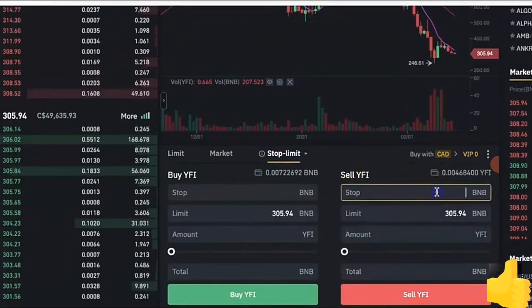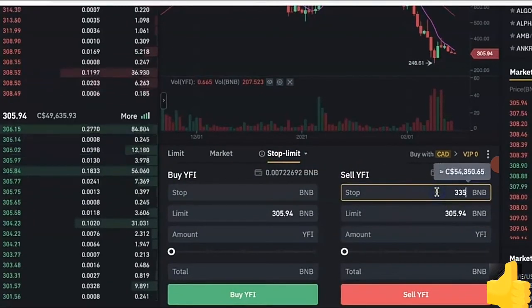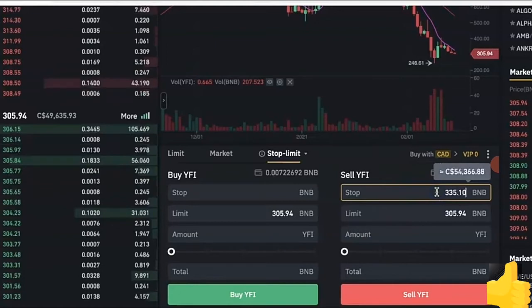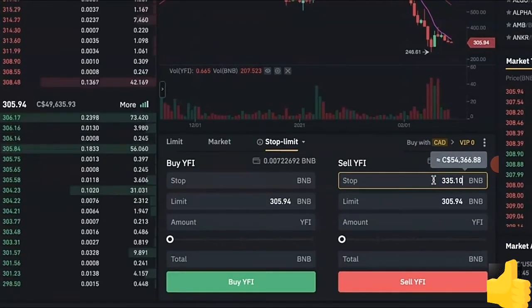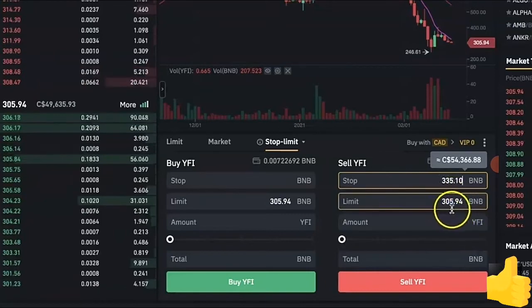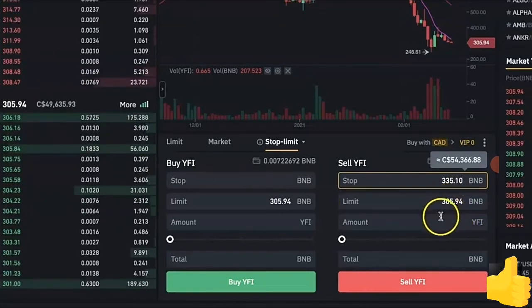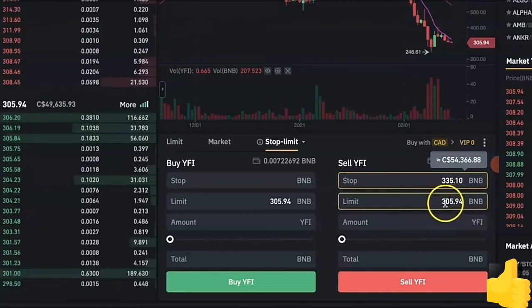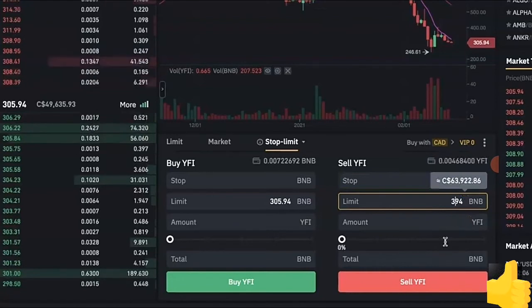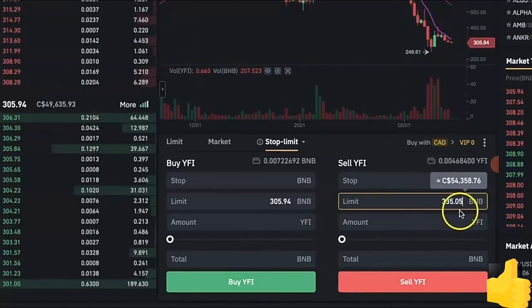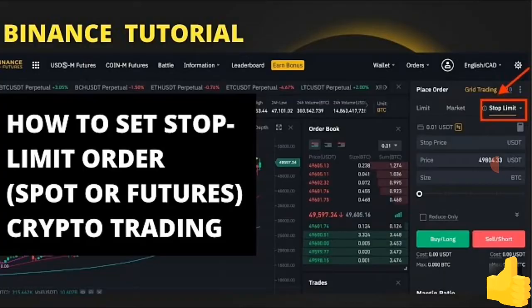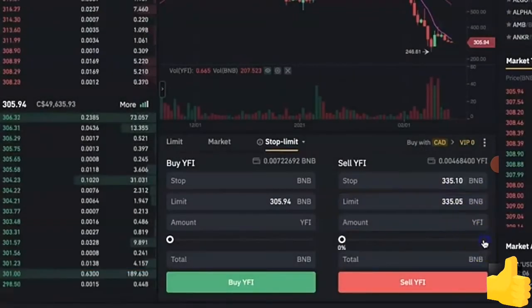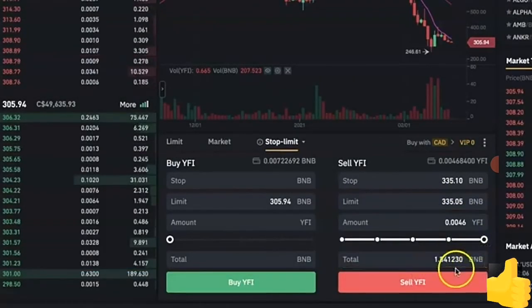For the stop price, I'm going to say 335.10. So just a little lower than the 24-hour high. And for the limit price, be very careful with this limit price because this is the price it's going to sell at. If I execute this now with what is here, it's going to sell the coin right now and I'll be at a loss. So you have to be very careful. I'm going to change this to say sell it for me at 335.05. How much of my YFI do I want to sell? All of it. This is how much I'm going to get in BNB.